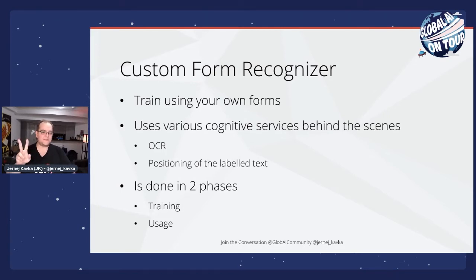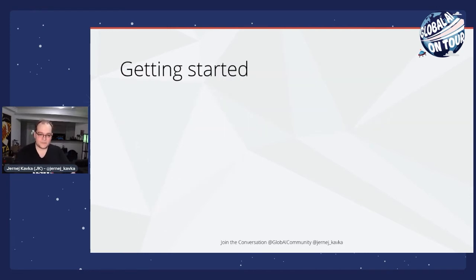And it's done in two phases. One is training. We use an application in the browser to just select the labels we want and train them, and that's going to generate a model behind the scenes. Then there's the usage: once you have the trained model, we can use an API to get the data out of the model.